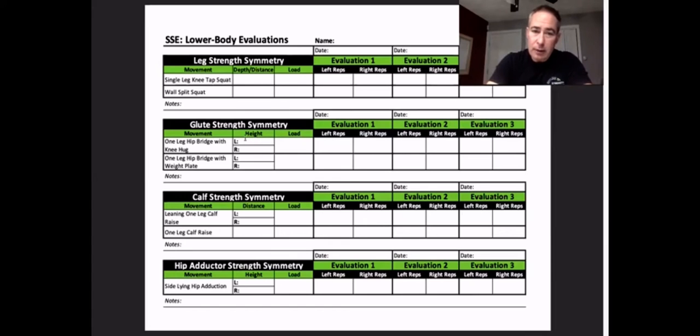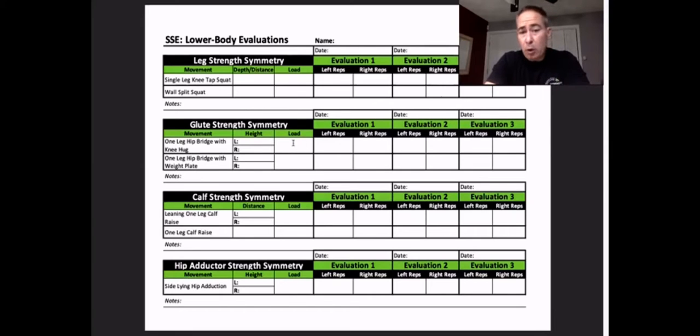However, you can look at that left to right difference, aside from the strength difference, using the same height, and say, is there a reason why one side can't get as high? Is it an ability thing? Is it a mobility thing? And you can use other interventions that you may know to work on that. Maybe you think it's some sort of restriction in the hip flexors or something like that. That's really not what we get at with the strength symmetry evaluation, but it's just some other data that you can utilize.